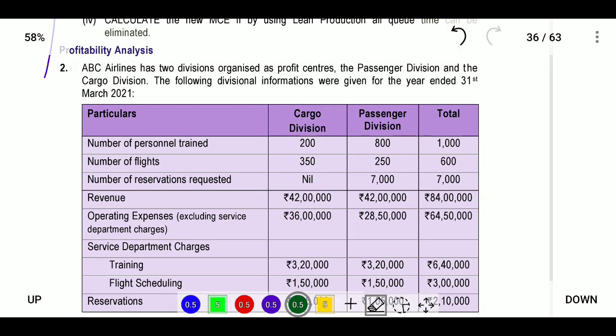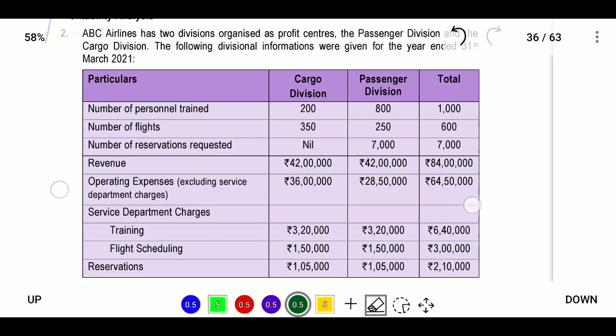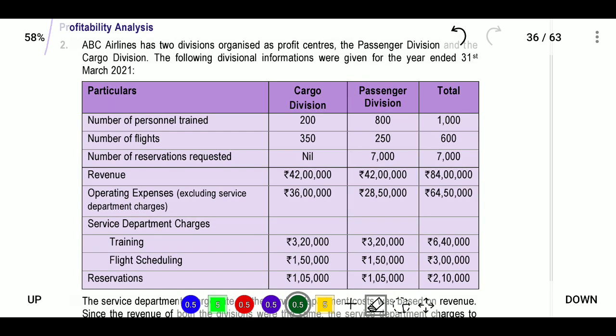They provided that ABC Airlines has two divisions organized as profit centers. So it is a profit center: the passenger division and the cargo division. The following divisional information was given for the year. So they are telling that the two divisions are profit centers.